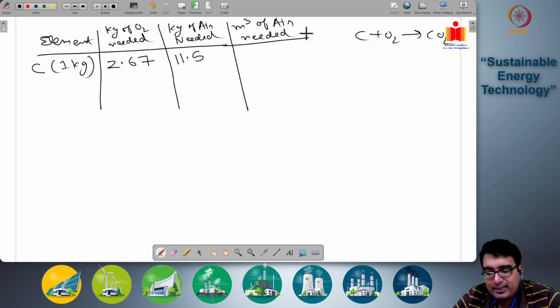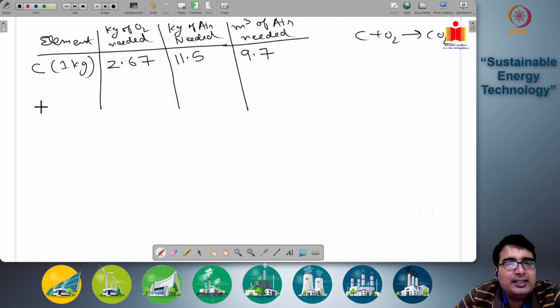Because air is a gas, a certain mass of air at 1 atmosphere will occupy a certain volume because of the ideal gas law. So that will be 9.7 meter cube. So 1 kg of carbon requires 2.67 kg of oxygen to completely burn, which is contained in 11.5 kgs of air or 9.7 meter cube of air.